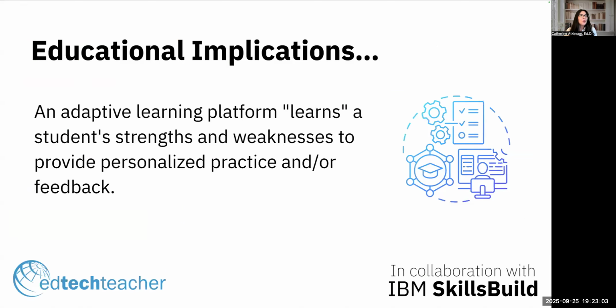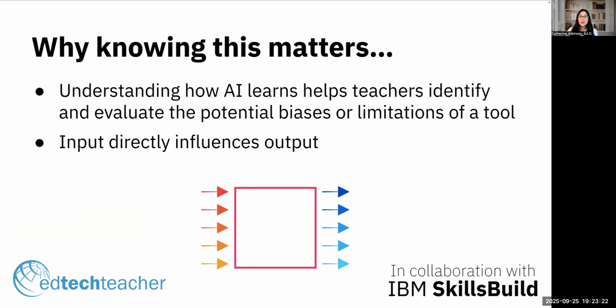All right. So what are the educational implications of this? We just have to remember that AI is an adaptive learning platform that can learn a student's strengths and weaknesses to provide personalized practice and/or feedback. And we're going to come back to this idea later on when we talk about classroom use cases. So why does knowing this matter? We're going back to the why.